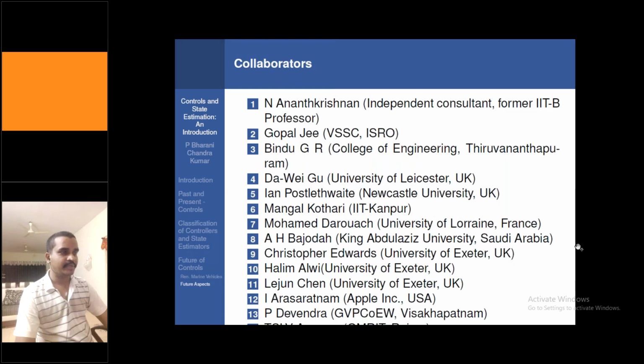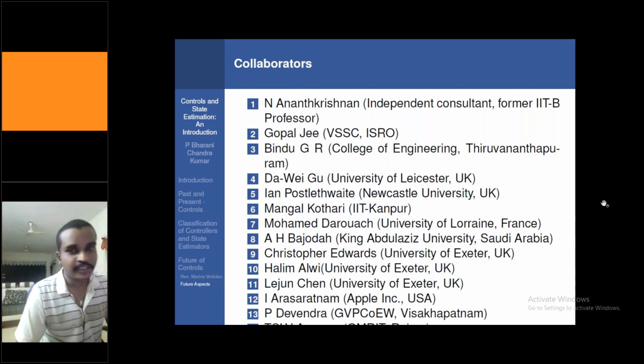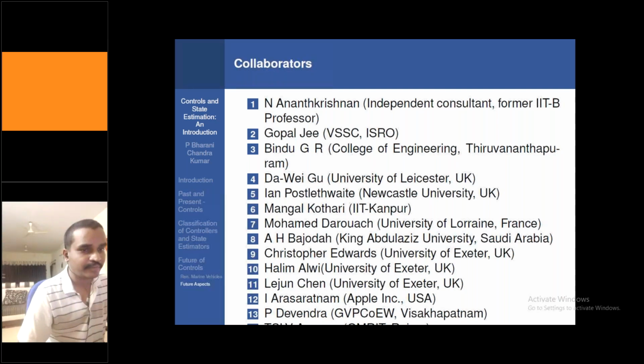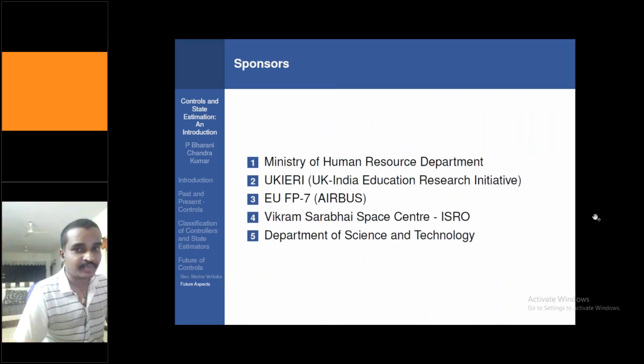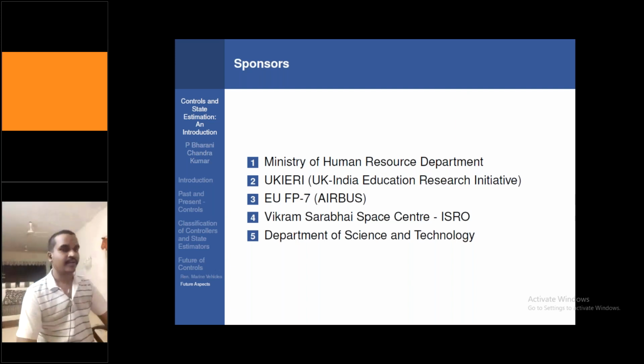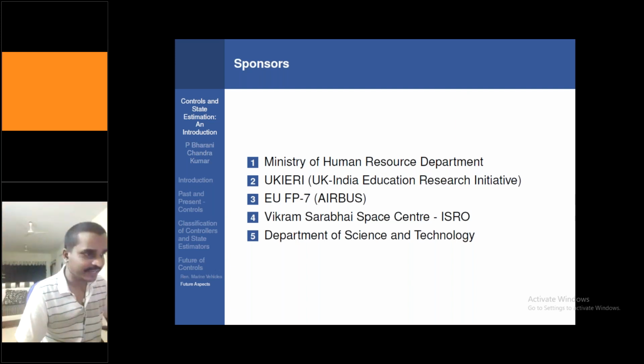There are various people to thank: the faculties from IITs, CISCO, my master's degree, my PhD, my postdoc, and these are some of my collaborators with whom I have published at least one paper. And again I have to thank my sponsors who have funded me at various stages: MHRD, UKRI, European Union Framework 7, Vikram Sarabhai Space Center, Department of Science and Technology. I should thank them for funding my work over the last one and a half decades.